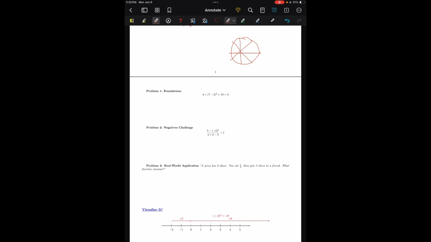So you eat 1/4. So we have 8, and then you eat 8 times 1/4. And then you give 2 slices to a friend, so minus 2. That's how many slices are gone from the 8. So we do 8 minus 8 times 1/4 minus 2. So this is our equation right here.